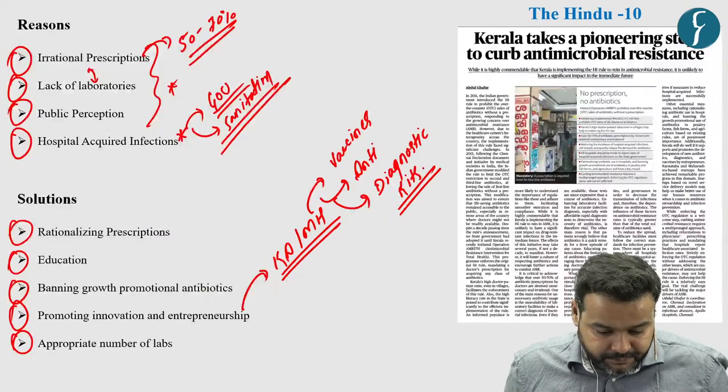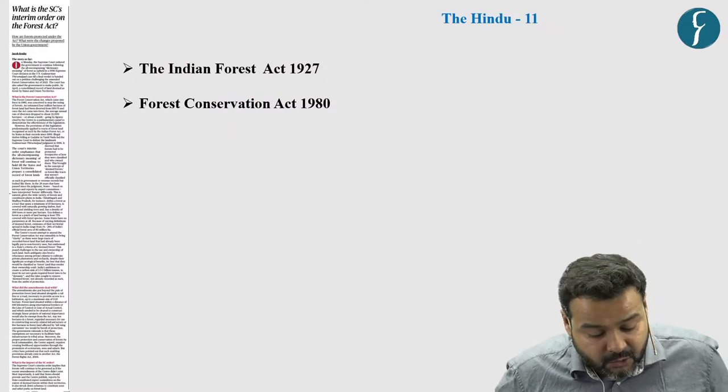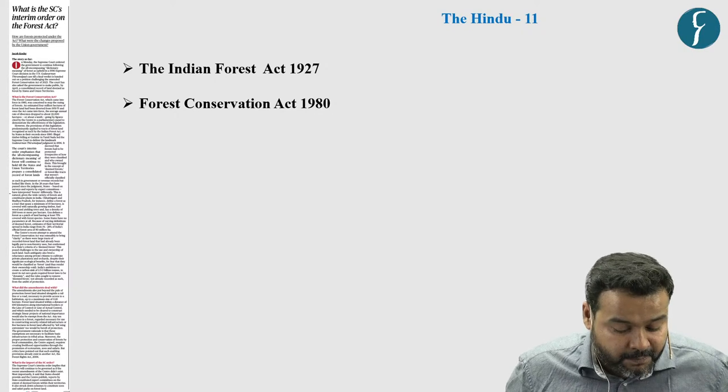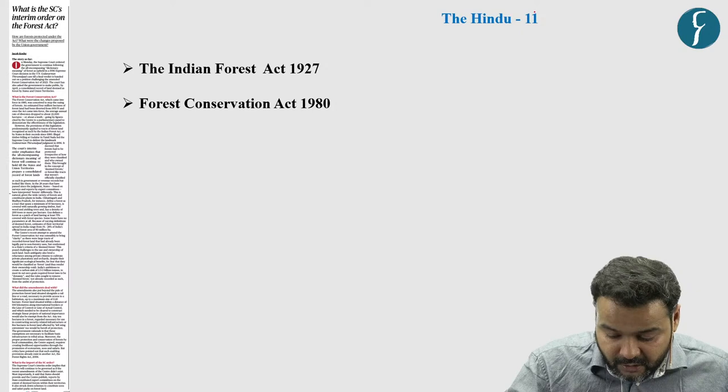So that is all for that news. The next news is: what is the Supreme Court's interim order on the Forest Act? Now, this news featured on page number 11.